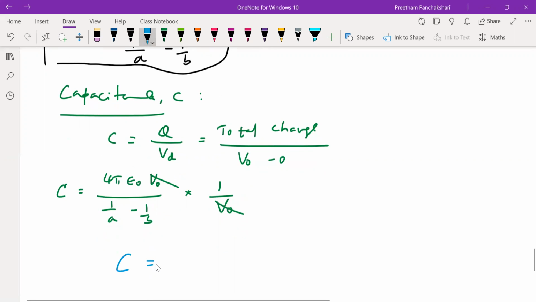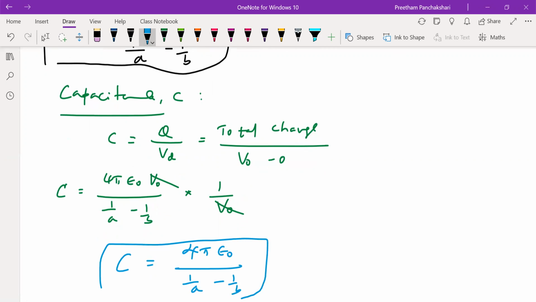So finally, the capacitance is equal to 4 pi epsilon naught divided by 1 by A minus 1 by B. This expression gives capacitance between the two concentric spheres in farads. This completes the derivation of this application.